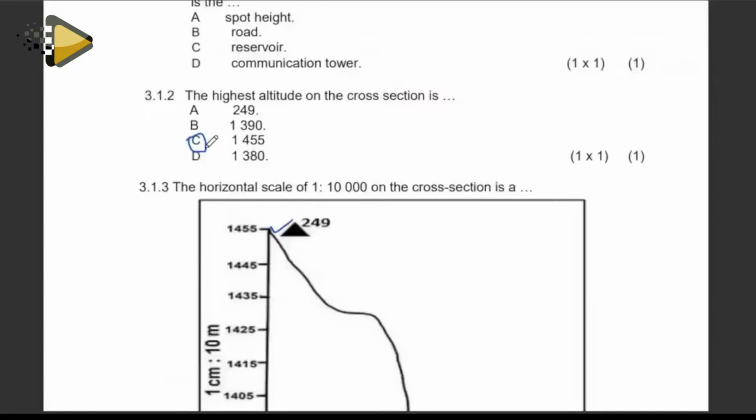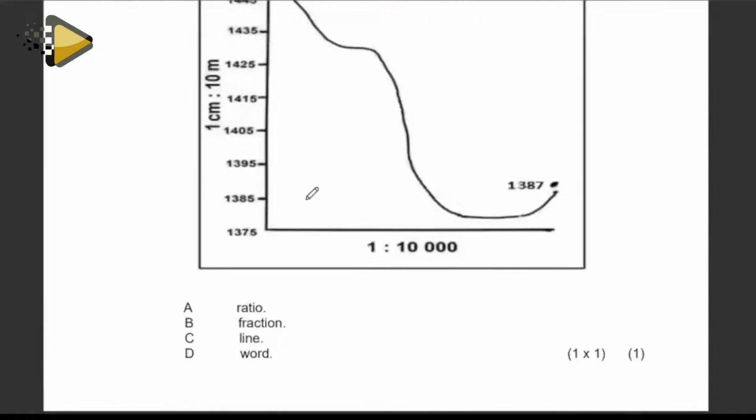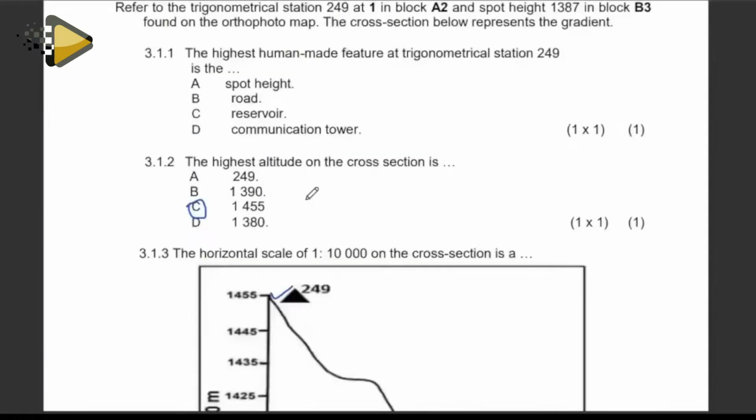with the questions. Right, the next question is based on the horizontal scale of 1 is to 10,000. We're looking at the horizontal scale of 1 is to 10,000, which has been used on the drawing of the cross section.